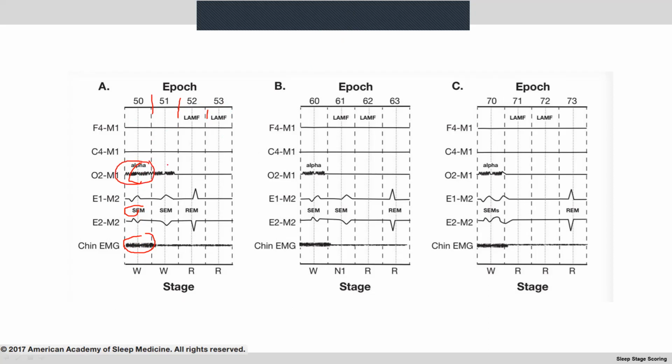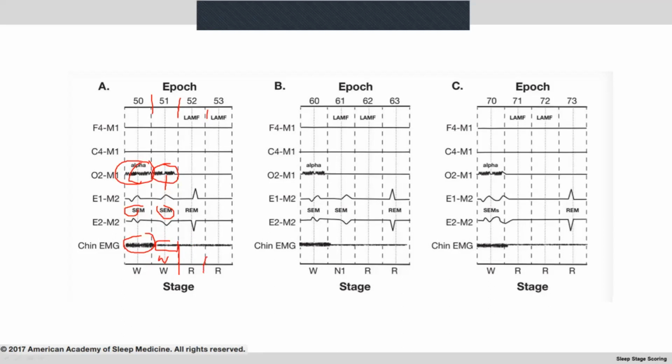Again, most of this part is covered by the alpha. Alpha is the sign of wakefulness. So more than 50% is covered by the alpha. Slow eye movement is still present, but dominated by the alpha. So this is the stage. Although there is less EMG, alpha is there and slow eye movement is there, that's why it is called wake state in this case. This is very important.